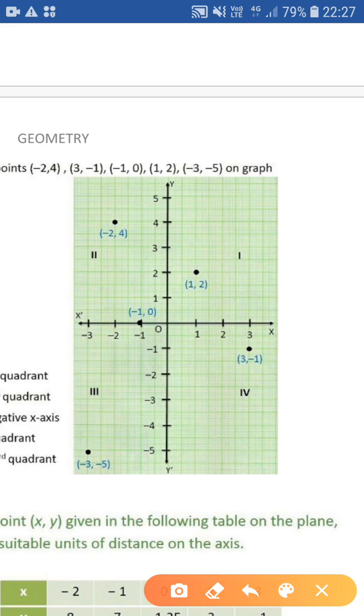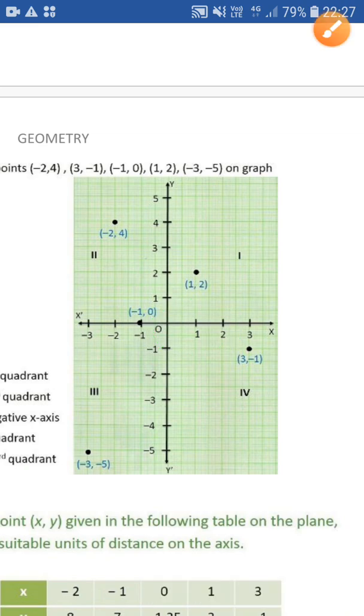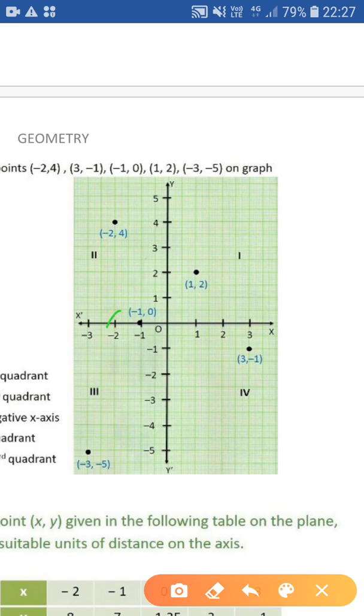You can see equal distances of 1 unit each. Take 1 unit: 0 first is the origin, then 1, then 2, then 3 and so on. On the left also minus 1, minus 2 and minus 3. Here, similarly on the y-axis: 1, 2, 3, 4, 5 and -1, -2, -3, -4 and -5.